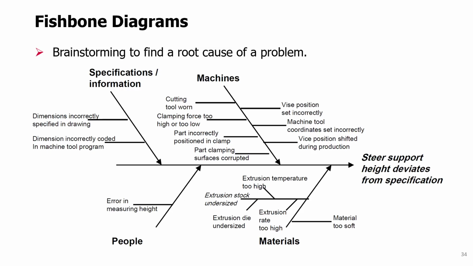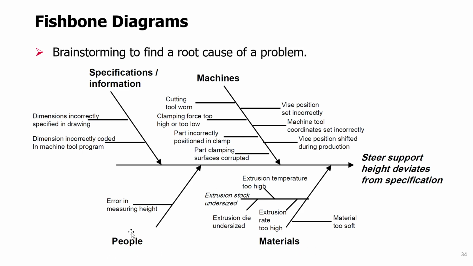Another tool useful for determining quality problems or working on quality problems, especially in groups, is the fishbone diagram. A fishbone diagram is a nice tool because it helps a group of people, for example, brainstorming, to find the root cause of a problem. It helps create a common map for all possible causes. So suppose this is created for steer support height that deviates from specification. What could be the cause? There are the common 3M: machines, men, or materials.